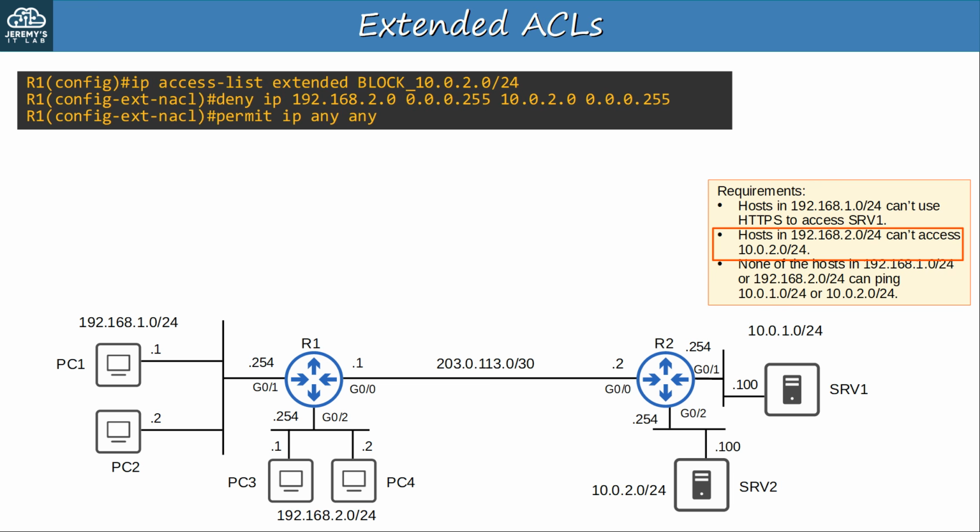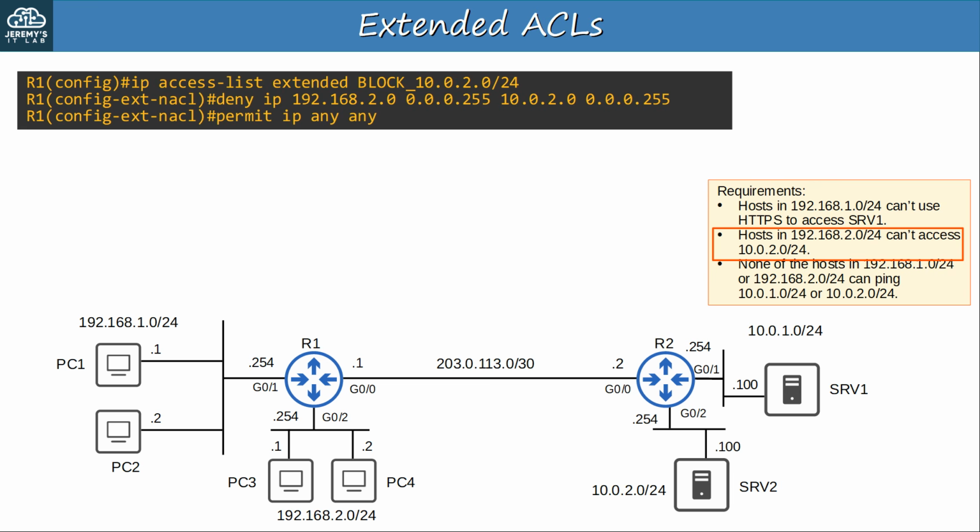Here it is. Specifying IP as a protocol basically matches all packets, anything with an IP header. Then I simply specified the source, 192.168.2.0/24, and then destination, 10.0.2.0/24. Finally, I added permit IP any to allow all other traffic.